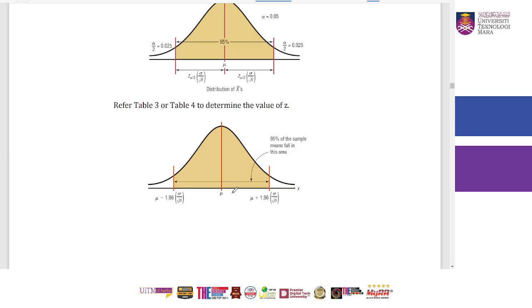Okay, so basically in the middle here, it comprises 95%. So 5% is split into 2.5% on the left and 2.5% on the right. That gives you alpha equal to 5%, and the confidence level is 95%. This part is the significance level, and this part is the confidence level.